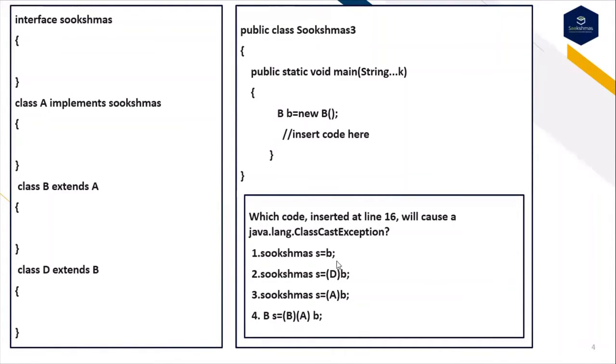Sookshmas S is equal to B, and Sookshmas S is equal to D is the class, followed by B is the reference belonging to the class called B. And here Sookshmas S is equal to A followed by B, and B S is equal to, we are typecasting for B as well as the class A. This is the reference belonging to the class called B. And this is the code.